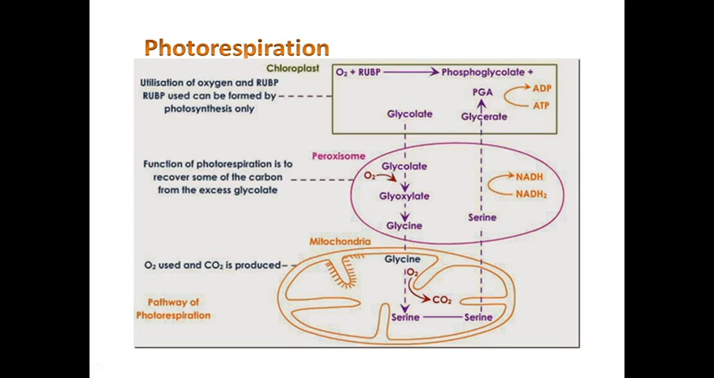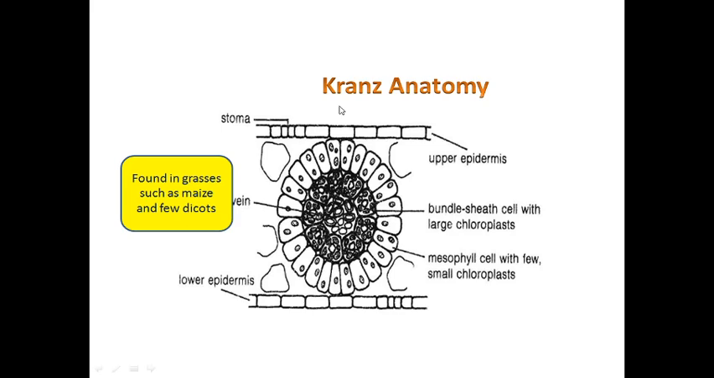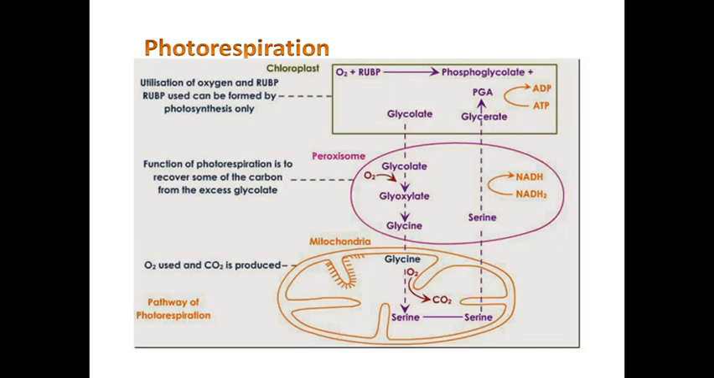Phosphoglycerate you see here, and in this case ATPs are also used and NADPH is also used. So it is a wasteful process. It reduces the efficiency of photosynthesis by approximately 25%. Fine. In this process, oxygen is used and carbon dioxide is produced, and it takes place in the presence of Rubisco, but Rubisco here behaves as an oxygenase.